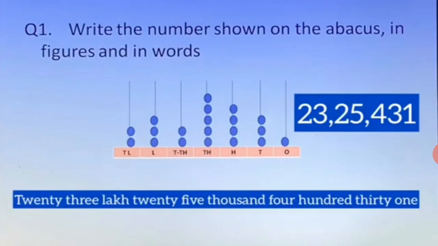Now the number will be 2, 3, 2, 5, 4, 3, 1. Now in words, we will write this number as 23 lakh 25,431.